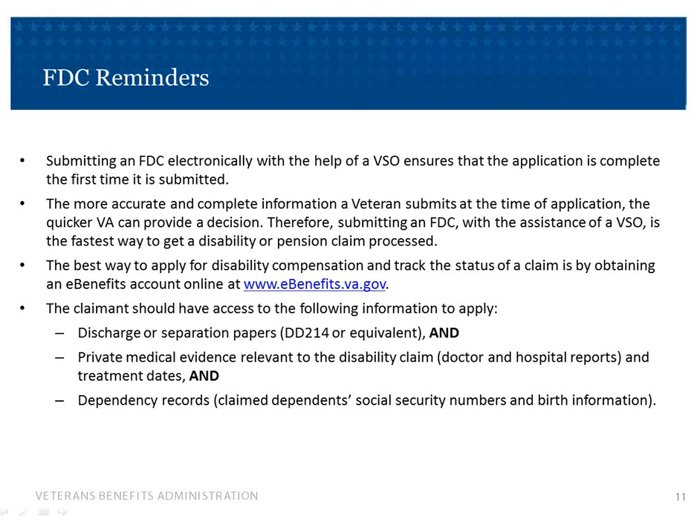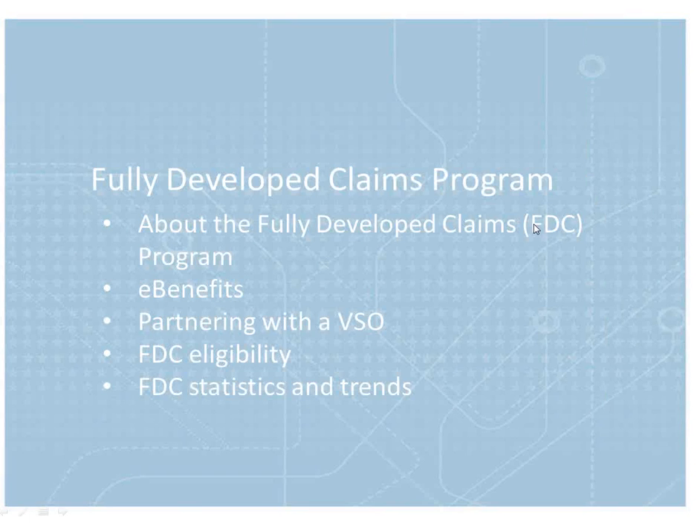Simultaneously, submitting as much information that supports a disability claim as possible will speed up the VA claims process. This includes medical evidence, treatment dates, discharge papers, and dependency records. Partnering with a veteran service organization can also help the veteran gather the necessary information to submit the claim more quickly.